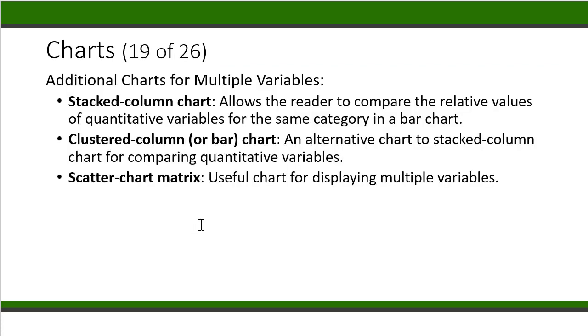Some other charts that you may see are stacked column charts, clustered column or bar charts, and scatter chart matrix. So the stacked column chart is going to allow you to compare values of quantitative variables for the same category. The clustered column chart is an alternative to the stacked column chart for comparing quantitative variables, and we'll see examples here. And then the scatter chart matrix, when you want to see how different variables compare to each other.